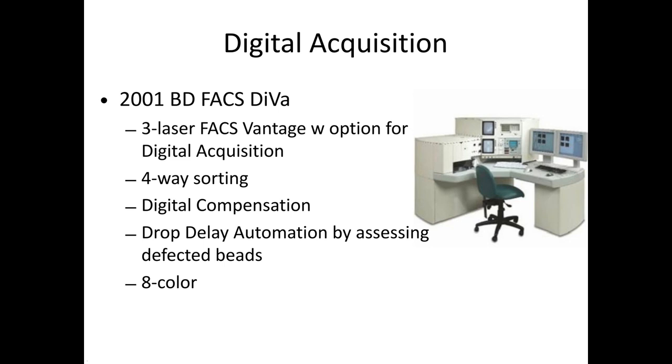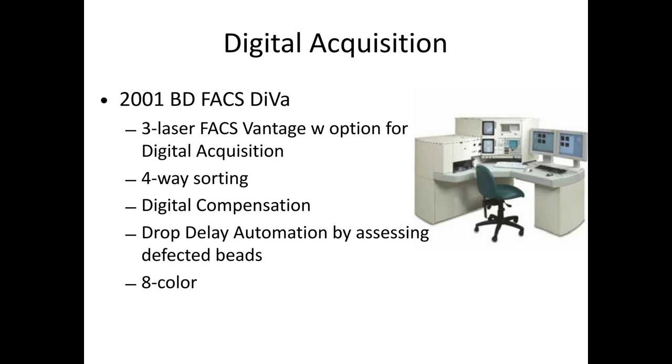One was 4-way sorting. Instead of the classic 2-way sorting, you could divert up to 2 different populations to each side, giving them various degrees of charge to affect their trajectory. And then you had the digital compensation, which was first really shown in a full commercial setting, a product that everyone could use. And that raised a lot of questions in and of itself.